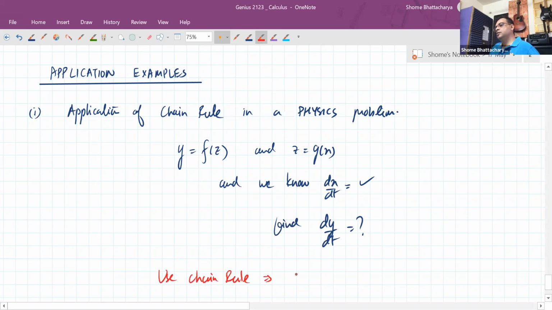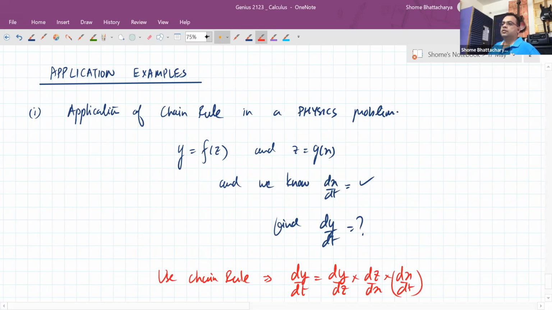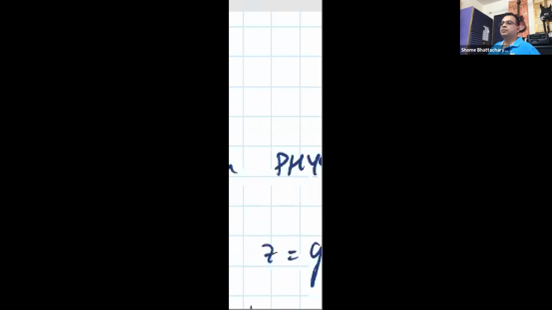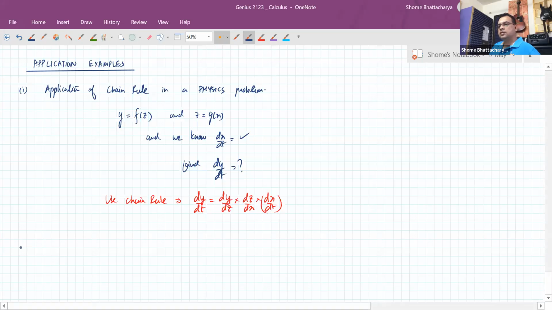That rate of change of y with respect to time is rate of change of y with respect to z into rate of change of z with respect to x into rate of change of x with respect to time. So a very simple example of this would be something like this.